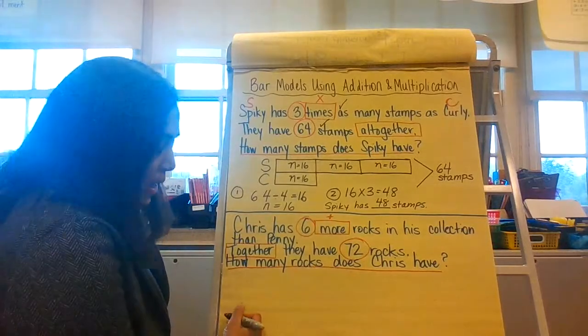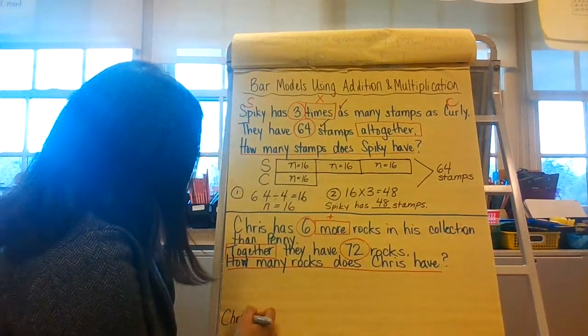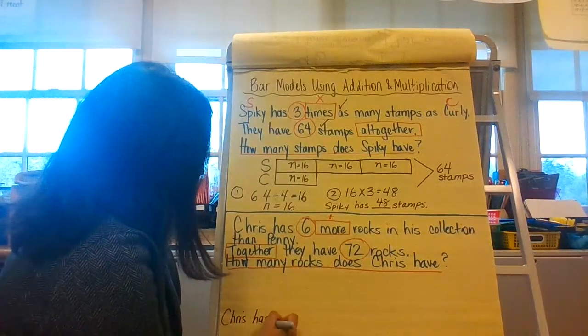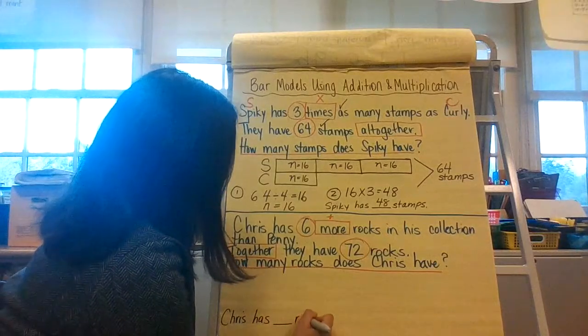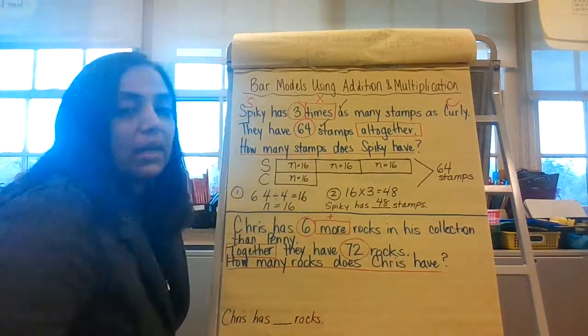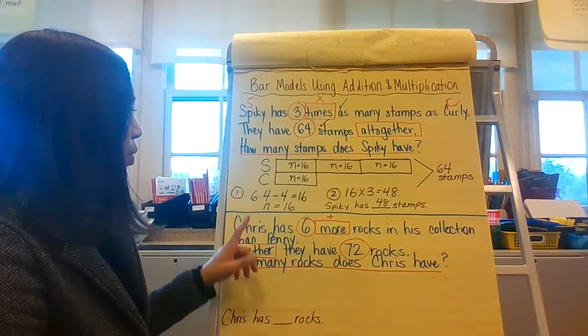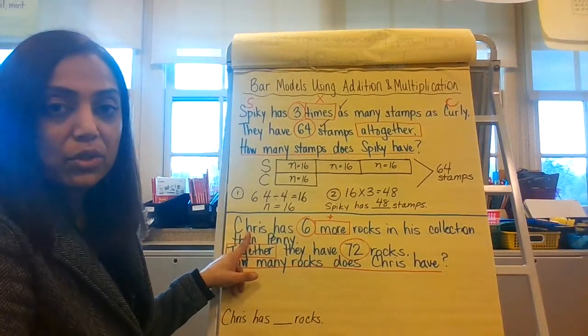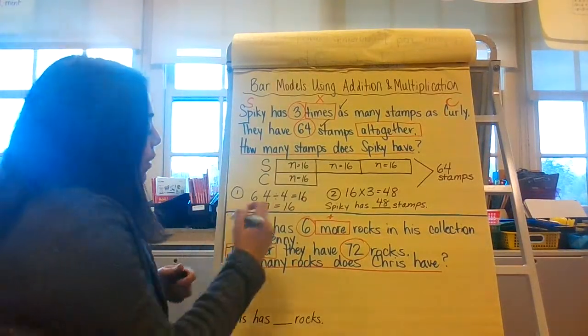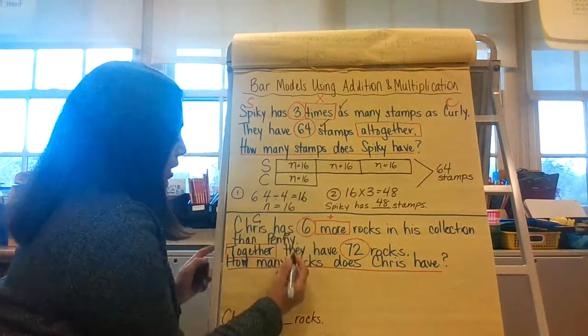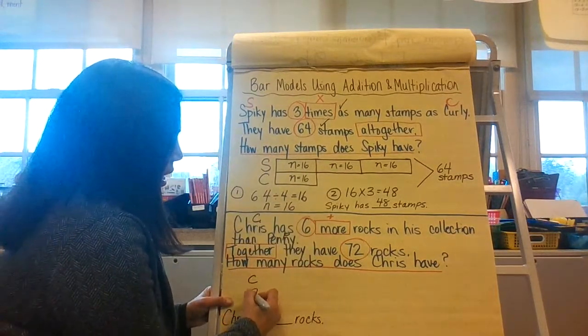And I'm going to write here, Chris has blank rocks. Okay, I'm ready now to solve. So I need to identify who the people are in this particular story. They're people. There's C for Chris and P for Penny. I'm going to go ahead and write C and P.